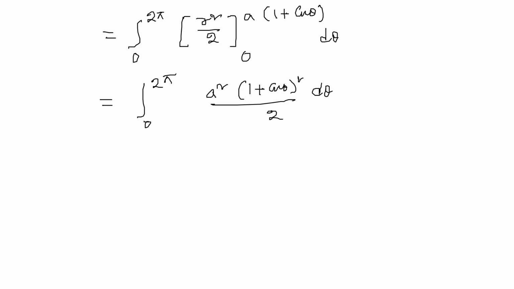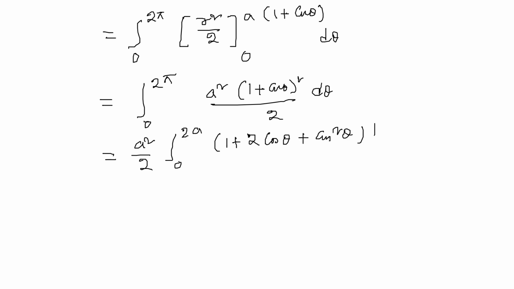So a square by 2 you can take outside, it is a constant, and 0 to 2 pi. You can expand it, otherwise it will be a problem to do the integration. Using (a plus b) whole square, it is 1 plus 2 cos theta plus cos square theta, d theta. Now term by term you can do the integration, but for the third term, cos square theta, you have to use the cos 2 theta formula.